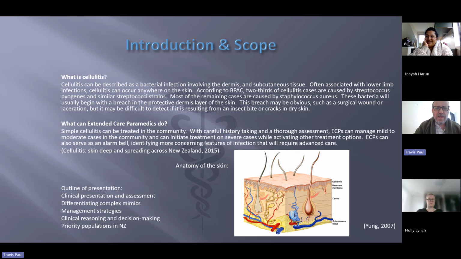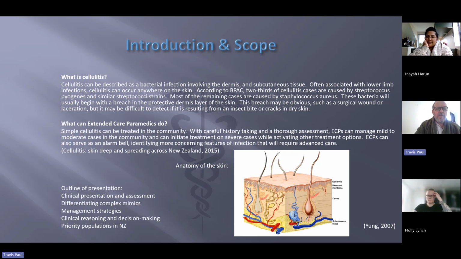According to BPAC, two-thirds of cellulitis cases are caused by Streptococcus pyogenes and other Streptococcus strains. Most of the remaining cases are caused by Staphylococcus aureus. These bacteria will usually begin with a breach in the protective dermis layer of the skin. The breach can be obvious, such as a surgical wound or laceration, but it might be difficult to detect if it's from something small like an insect bite or cracks in dry skin.